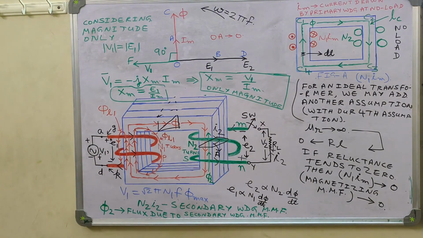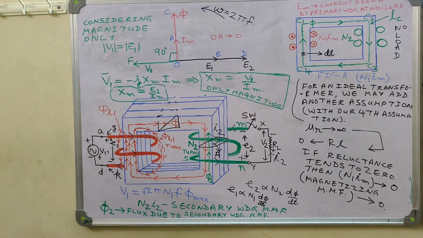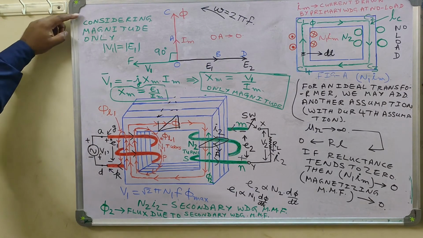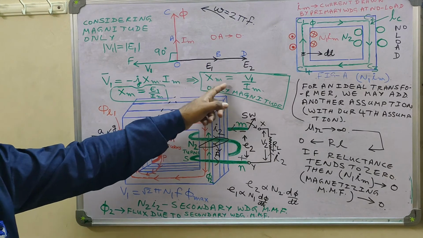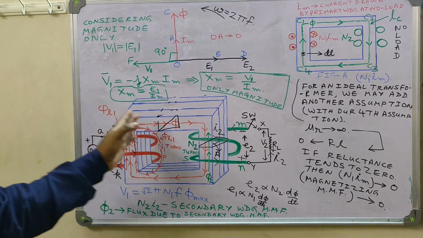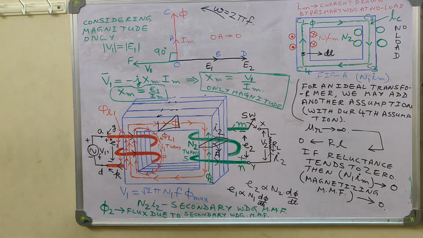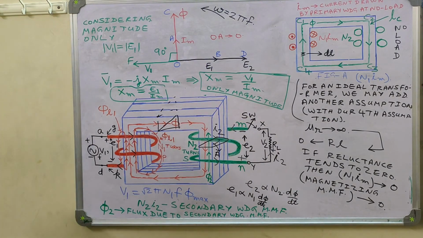This is because we are saying that the magnitude of V1 and E1 are the same. If we consider the magnitude only, if you do not take into account the phase relationship between V1 and E1, then Xm equals E1 by Im, or you can say Xm equals V1 by Im. Now what we have said just now, that for an ideal transformer, magnetizing current Im will tend to 0. So if magnetizing current Im tends to 0, then Xm will tend to infinity.